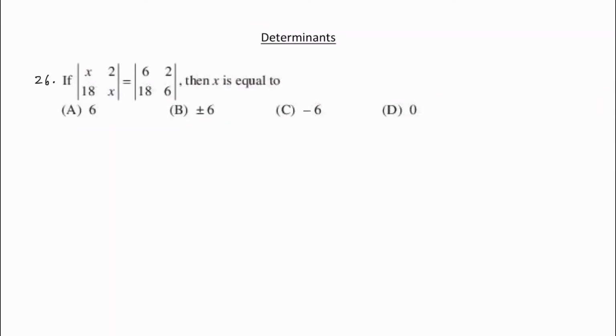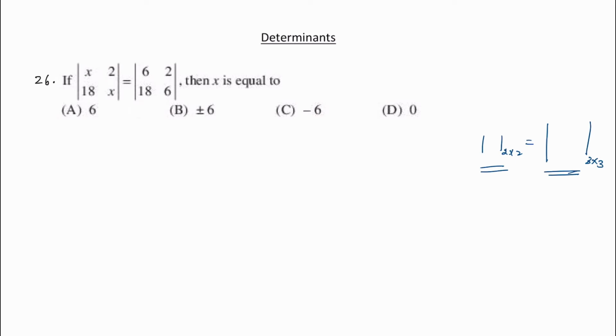Now let's do the MCQs of determinants lesson. Question 26. If two determinants are equal here, then x is equal to. If two determinants are equal, their values should be equated. We don't equate the corresponding elements because a 2 by 2 determinant can be equal to a 3 by 3 determinant. That means their determinant values are equal, not the corresponding entries. Whereas in matrices, we cannot equate two matrices of different orders.